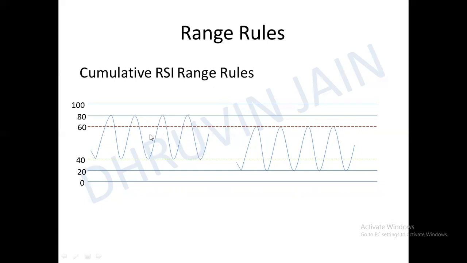In here, price is moving at a higher high, higher low structure. That's why RSI is in this region. In here, price is moving at a lower high, lower low structure. That's why RSI is in this region.